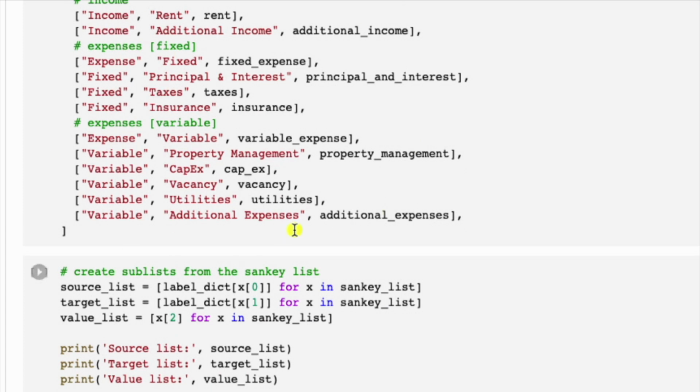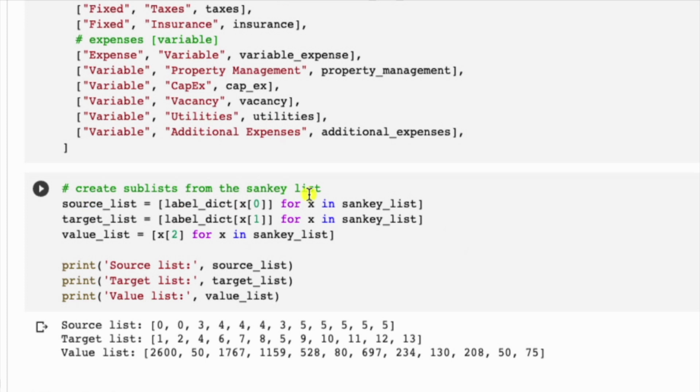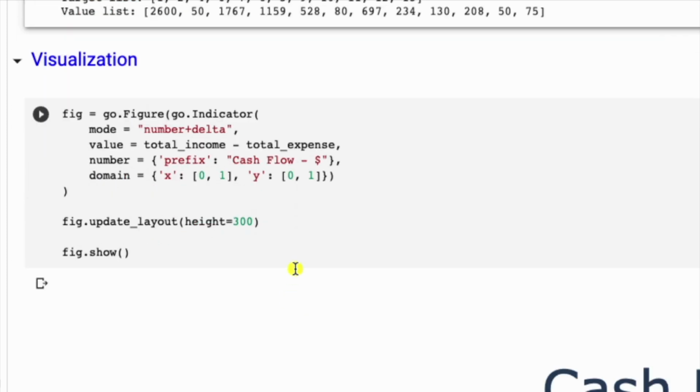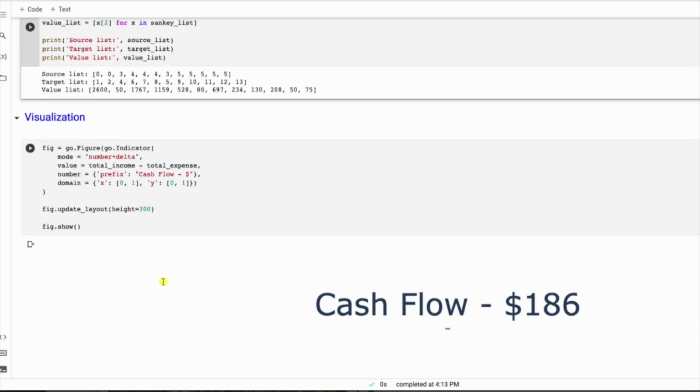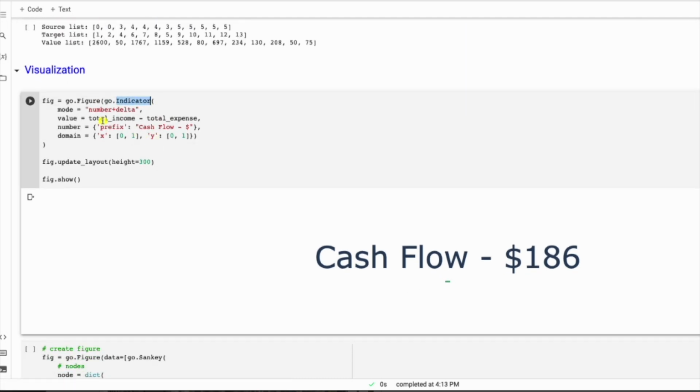Now, once we have this list up here, we can create sublists off of it, which allows us to get the correct integers that we need for each of these source-target-value pairs. So these lists now get put into the visualization. But before I get to the Sankey visualization, I created a quick indicator that totals total income minus total expense and shows what the ultimate cash flow is, which in this case is positive 186.